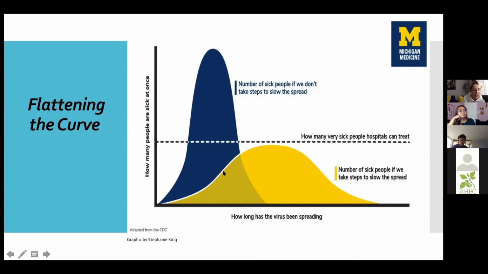A flatter curve, on the other hand, assumes the same number of people ultimately get infected, but over a longer period of time, not as we see here in the blue curve, right? It spikes rapidly. Here we see a longer period of time. A slower infection rate means a less stressed healthcare system, fewer hospital visits on a given day, and fewer sick people being turned away. So we can handle that, especially the hospitals and healthcare professionals.